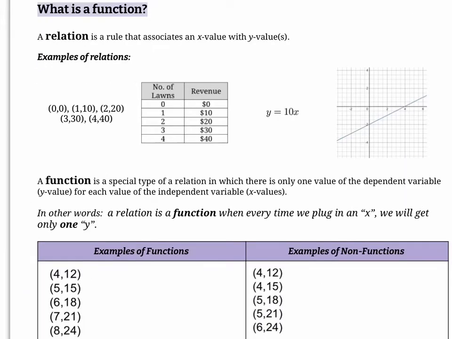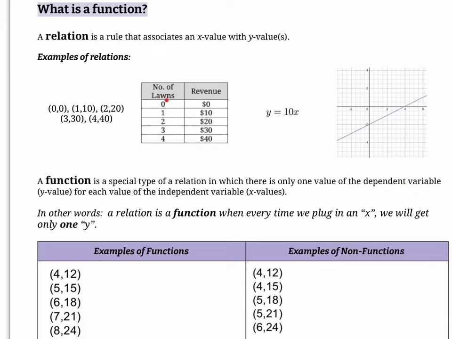A function is a very specific type of relation, and the rule is that there's only one value of the dependent variable for each value of the independent variable. If you have no idea what that means, that's understandable. In English, what that really means is that every time you plug in an x value, you only get one y.